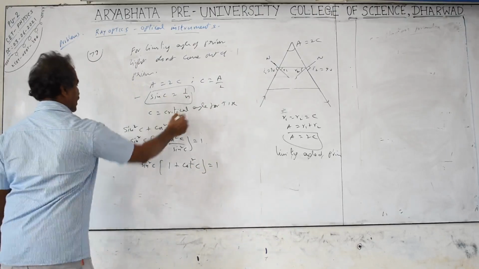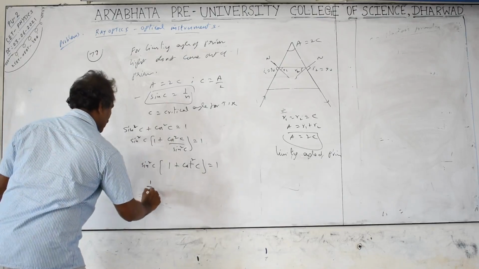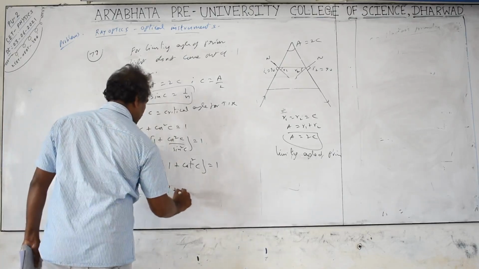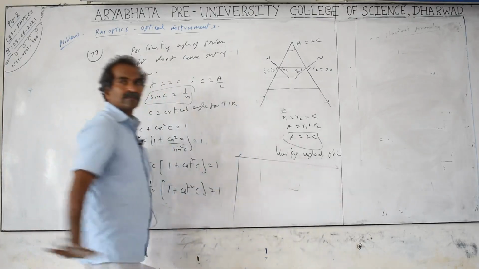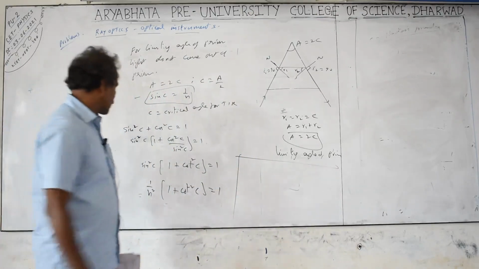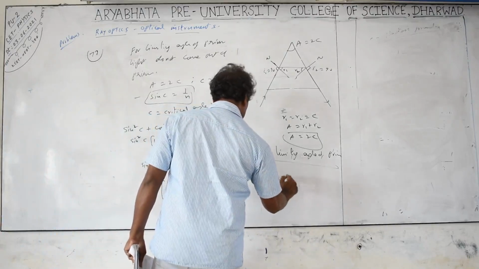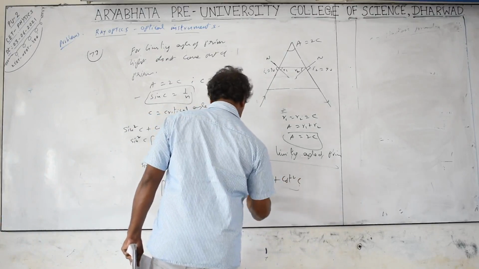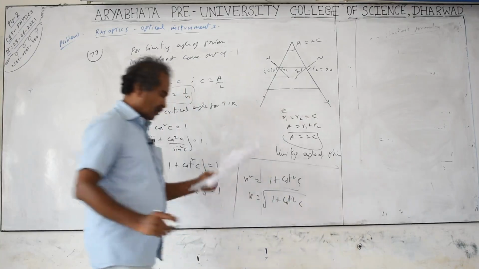Sin C is 1 by n. So sin square C becomes equal to 1 by n square. 1 by n square into 1 plus cot square C is equal to 1. Modifying this, you will get n square is equal to 1 plus cot square C, or n is equal to under root of 1 plus cot square C is the answer. That is option number 4.